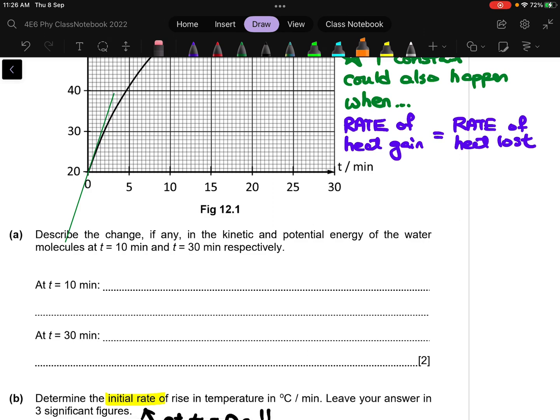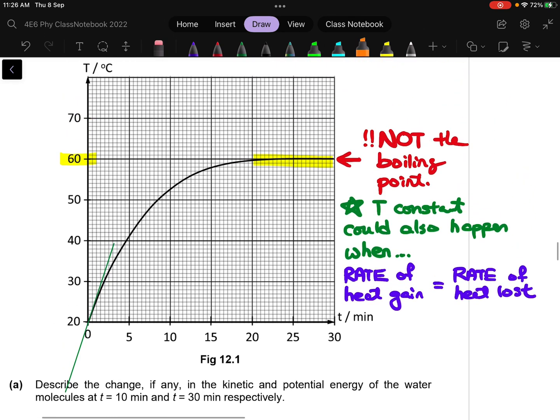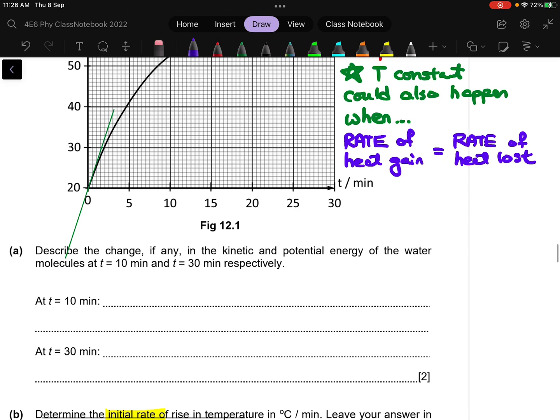Anyway, because of that, you will need to know that in the first 10 minutes, the temperature is rising. So because of that, your IKE is going to rise, because IKE is related to temperature. And the expansion of water is very little, so we say that your IPE stays constant.